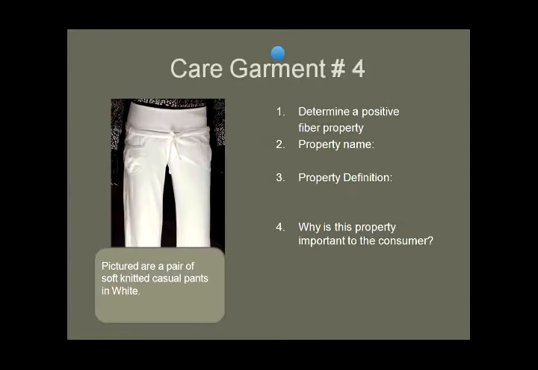Number 4, this garment is being assessed for care. What's pictured here is a soft pair of knitted casual pants in white. Number 1, determine a positive fiber property relative to care. Number 2, state the property name. Number 3, define the property. And number 4, explain why the property is important to the consumer.